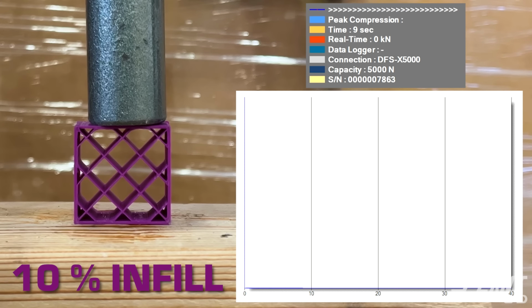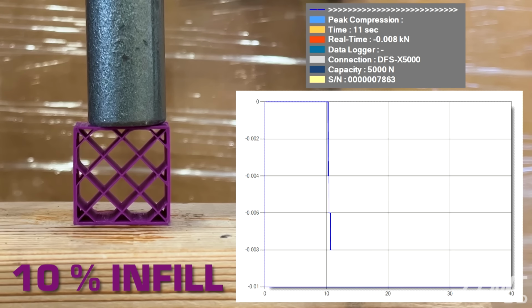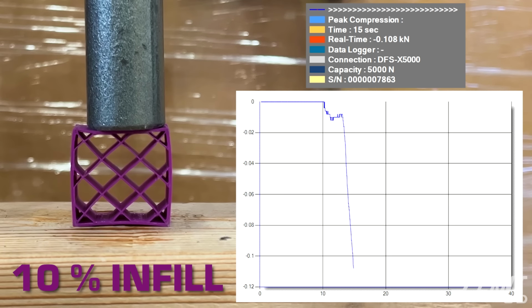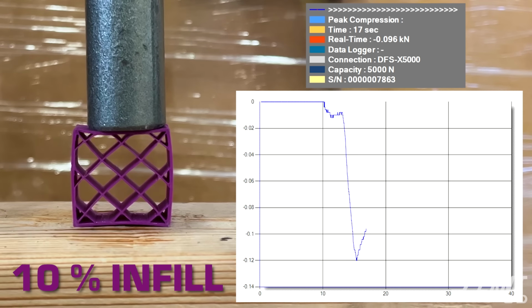We did have a sensor that was only able to go up to 5,000 to 6,000 kilonewtons, and that was not enough. We start off with the 10% infill. This is obviously very low infill, so we don't expect it to be the strongest. It is a standard grid infill, so each layer is fully adhered to each other.